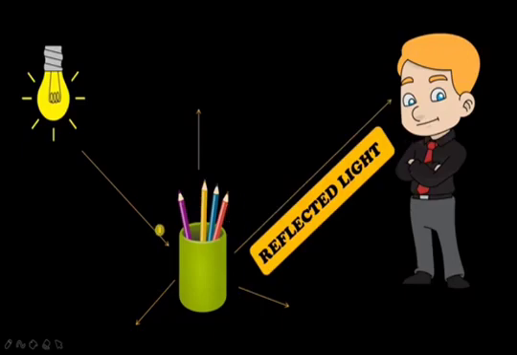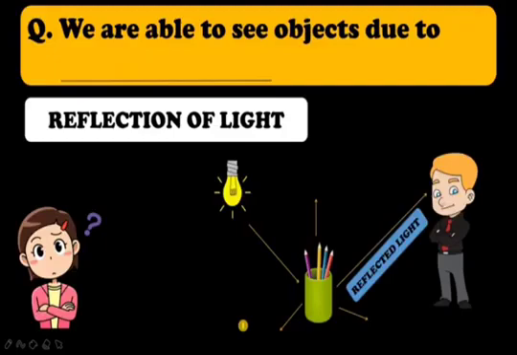So simply the light falling on an object does not mean you can see it. There are two things you have to notice. If you want to see an object, the light should fall on the particular object, and from the object, the light should reflect back and reach your eyes.